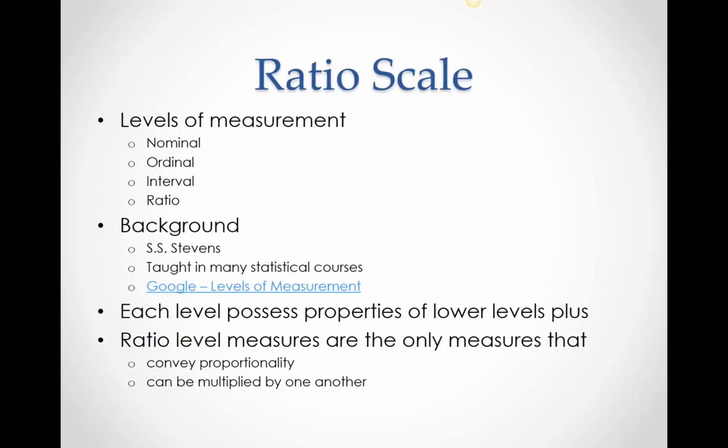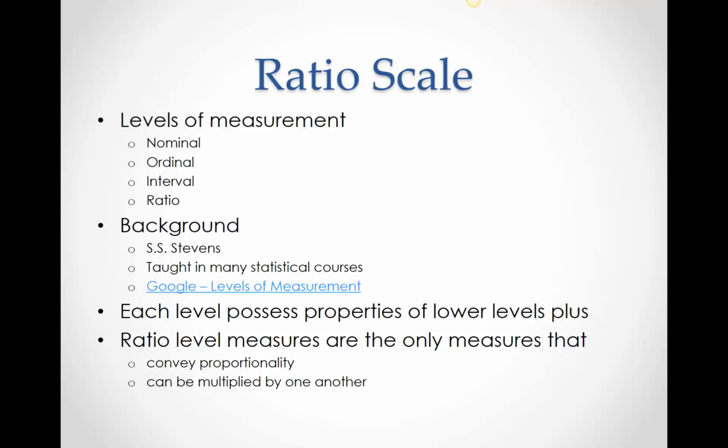There are 4 levels of measurement: nominal, ordinal, interval, and ratio. Each level of measurement has the meaning of lower levels plus additional meaning. Ratio level measures are the only measures that convey proportionality and the only measures that can be meaningfully multiplied by one another. Otherwise, the product of non-ratio level measures is mathematically meaningless.